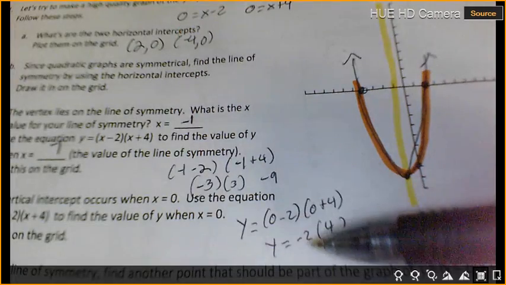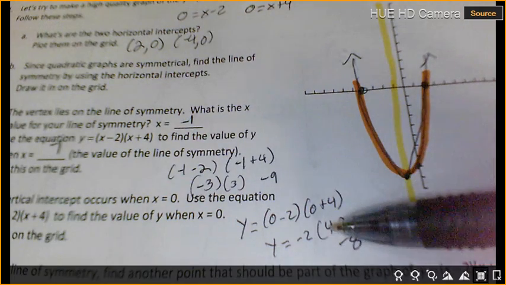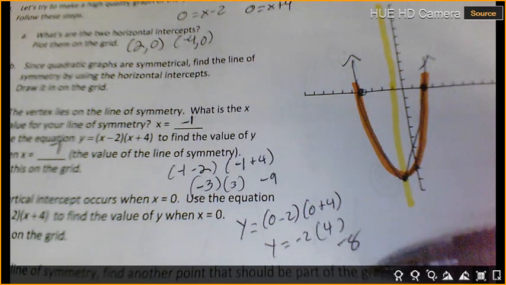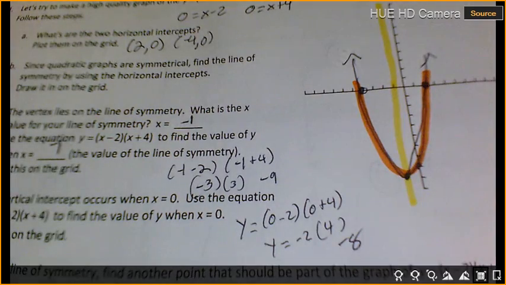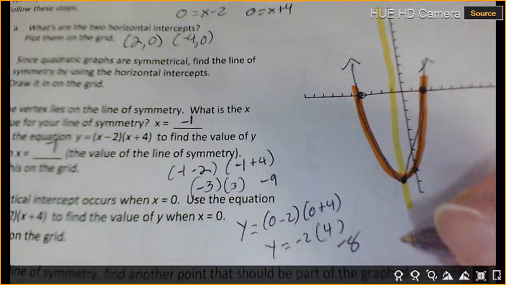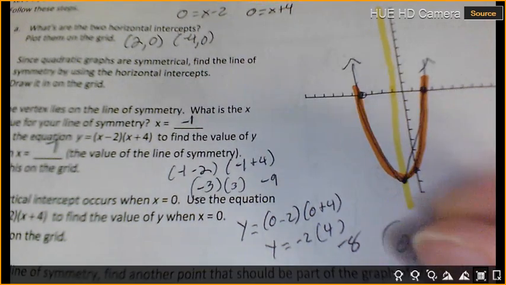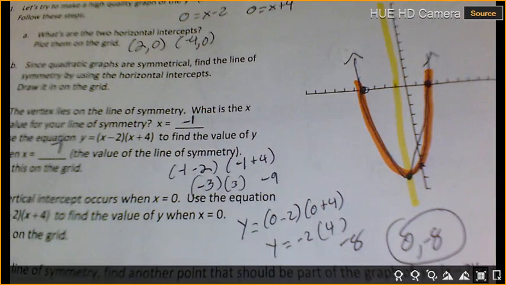0 minus 2 is negative 2. 0 plus 4 is 4. Negative 2 times 4 is negative 8. So now you're just going to plot 0, negative 8. That's that point, and then I connected them.